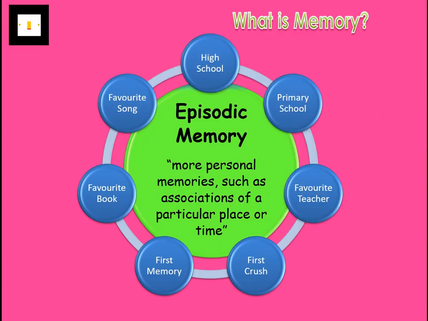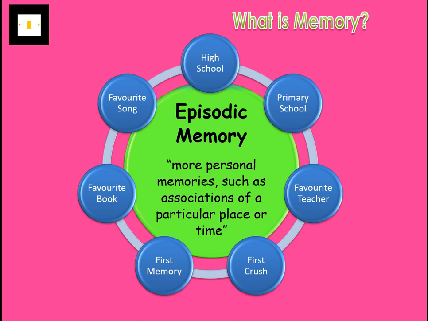The next type of memory is episodic. If you think about what an episode is, it's like a period in time, so think about it as different episodes. If you have a look again around the circle, you'll see examples of episodes. For example, your personal memories, it might be your memories of primary school, or your favourite book, or somewhere you used to go on holiday.